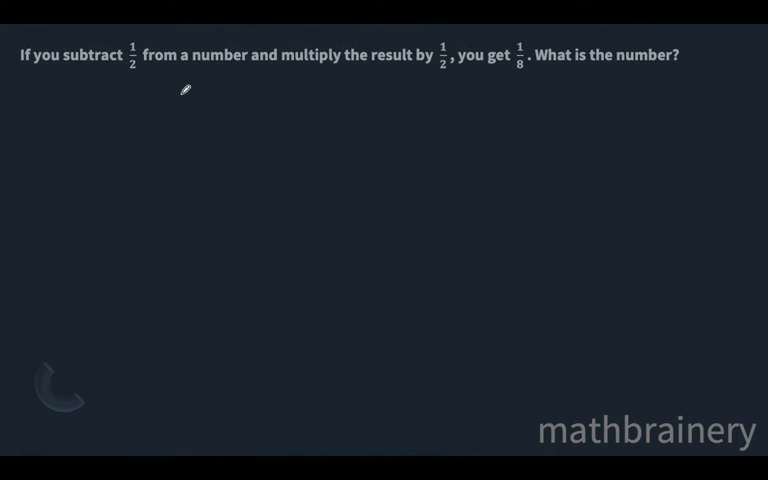If you subtract half from a number and multiply the result by half, you get 1 by 8. What is the number? Let me assume that the required number is x. Let's subtract half from this and multiply this by 1 by 2. That is, if you subtract half from this number and multiply the result by 1 by 2, you must get 1 by 8. Now let's simplify this LHS.